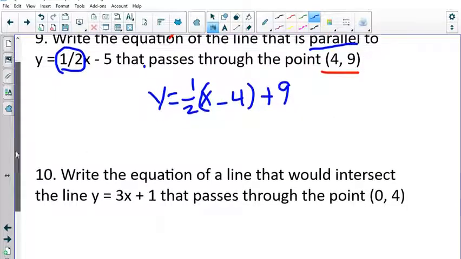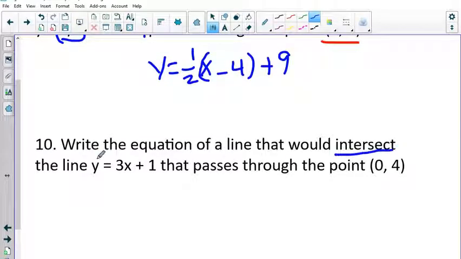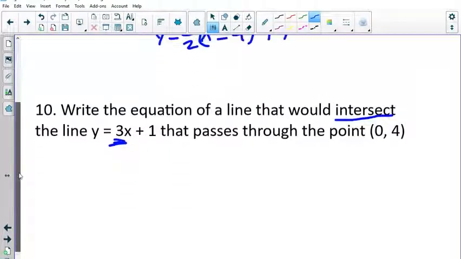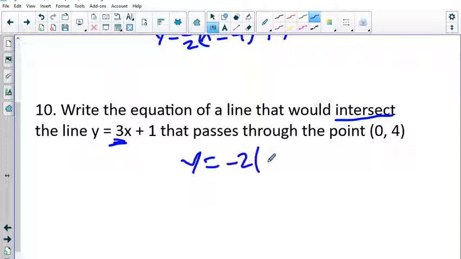Number 10, write the equation of a line that would intersect. If they are going to intersect, that means it has to be something other than a slope of 3. Because if it had a slope of 3, then they would be parallel. So it's got to be anything besides 3. So pick something. I'm going to write y equals, I'm going to pick negative 2 times x minus nothing plus 4, because it's got to go through this point of 0, 4. And you could simplify that if you want, but you don't need to.